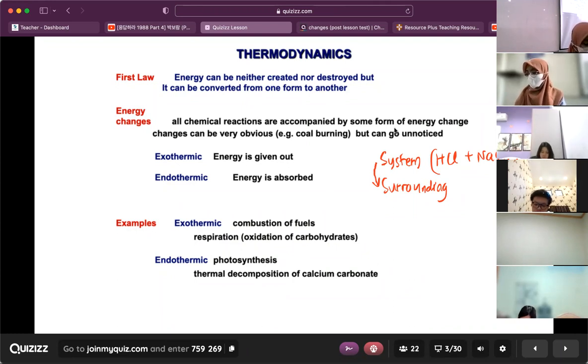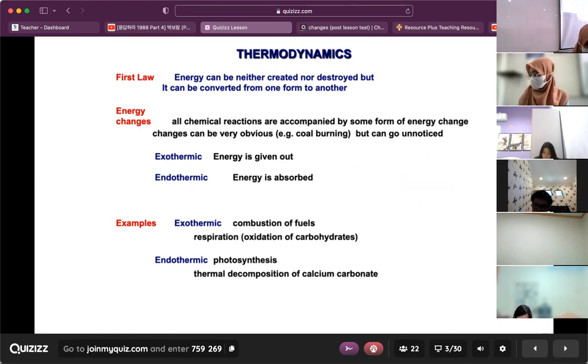Okay, so if the heat is given from the surrounding to the system, that must be endothermic. So this one is exothermic. The examples of exothermic are combustion of fuels and, what else, respiration. And endothermic examples are photosynthesis and also thermal decomposition. Okay, so these are the examples of exothermic and endothermic. Any question about exothermic and endothermic?